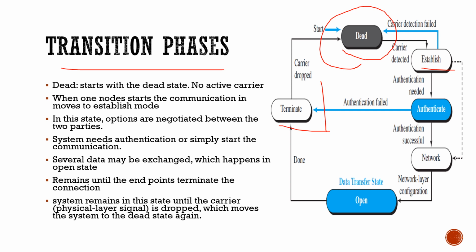So once the node needs to start the communication from the dead state, it will move to the establishment state. In the establishment state we have two phases. First is authentication. If the authentication fails, it is terminated, else it moves to the open state, and from the open state, after the communication is over, it moves to the terminated state. Else it can directly skip the authentication and move to the open state. So this is the transition phase.